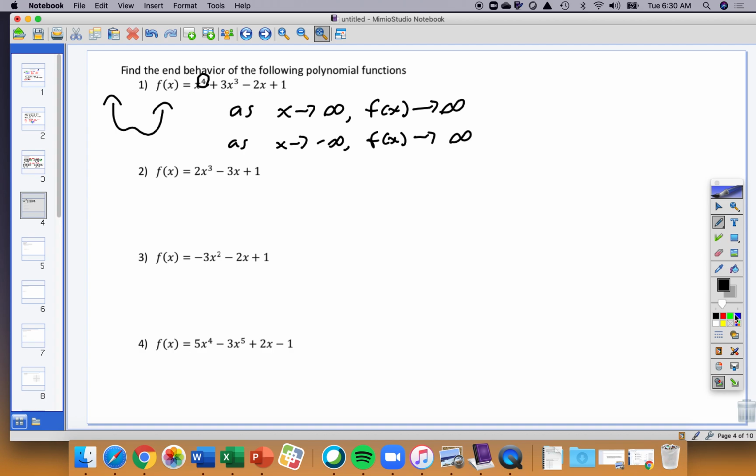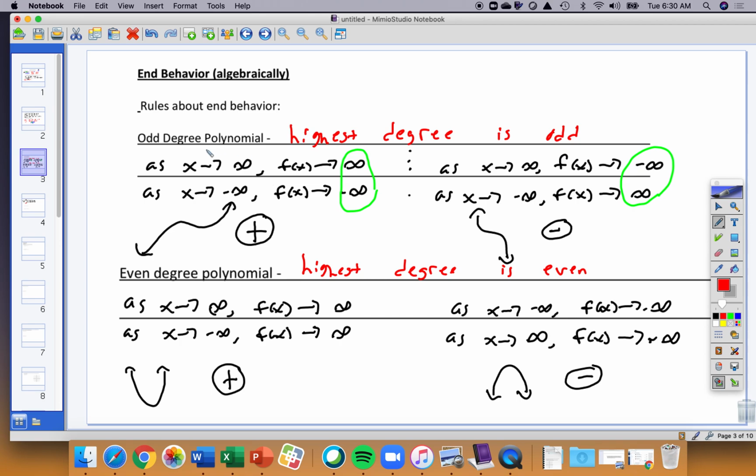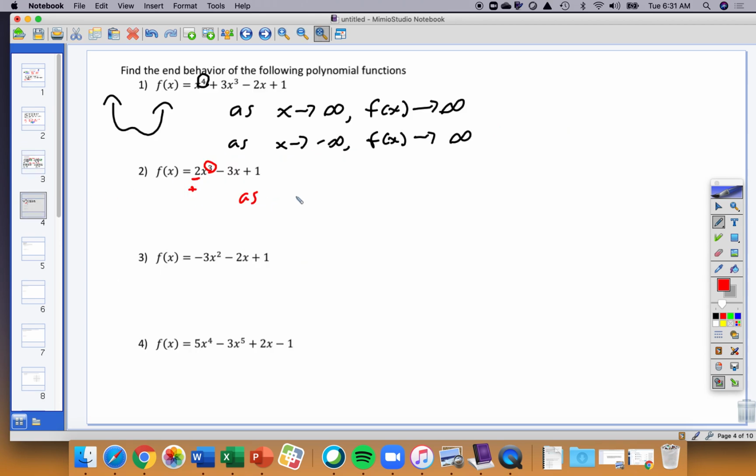In number 2, my highest degree is 3, an odd degree polynomial. So if it's odd, that means it's facing opposite directions. Because this value is positive, the answer must be this one right here. So I have, as x approaches infinity, f of x must approach infinity. It's going to look something like this.